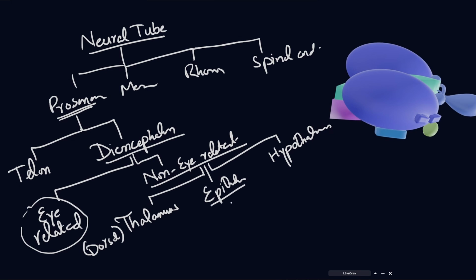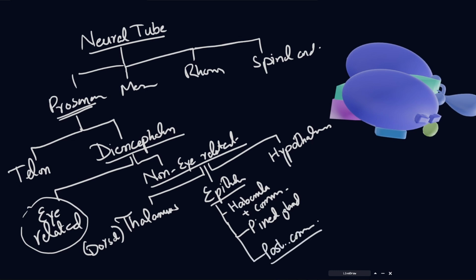Now from the epithalamus, we have discussed that there is the habenula plus the habenular commissure. Then we have the pineal gland, and then we have the posterior commissure.